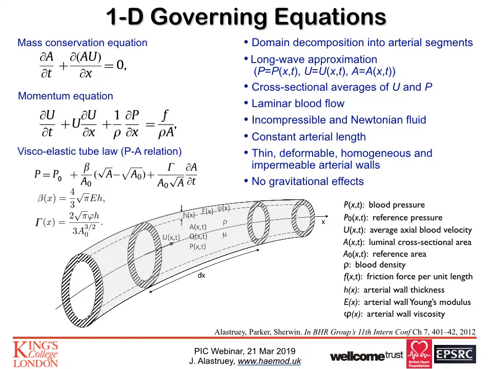The variables of the problem are the cross-sectional area of the tube, A, blood flow velocity, U, and blood pressure, P. The third equation is called the tube law and relates changes in blood pressure to changes in cross-sectional area, taking into account the material properties of the arterial wall, such as the Young's modulus, which is a measure of arterial wall stiffness. We solve these governing equations for each arterial segment using an in-house finite element method.